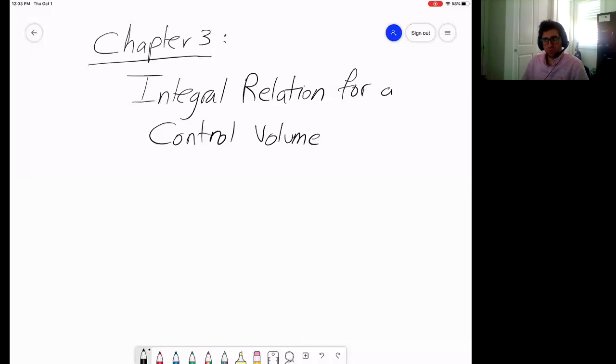In chapter 2, we were dealing with fluid statics, right? Nothing was moving. You were calculating hydrostatic pressures, and the fluid is stationary. Now, chapter 3, we're going to learn about fluid dynamics, right? And one way to solve fluid dynamics problems is by using integral relations, which is the Reynolds transport theorem. Once we jump into chapter 4, we learn a different tool called differential relations.